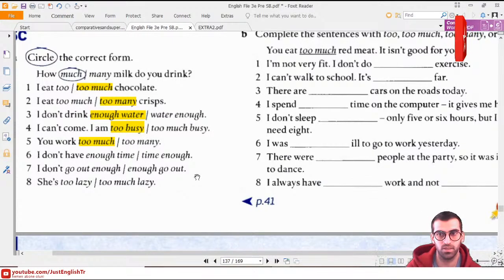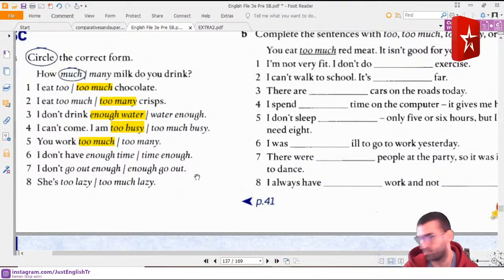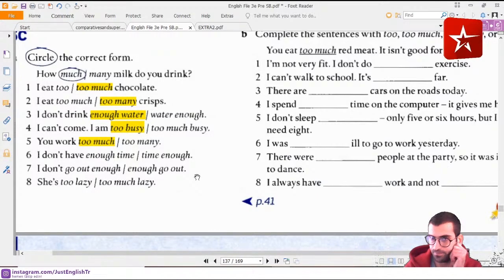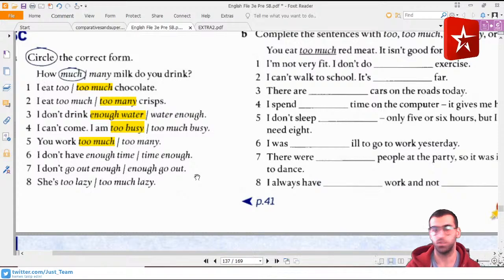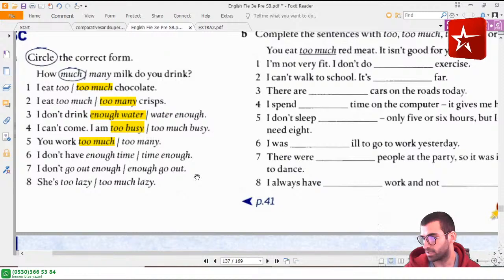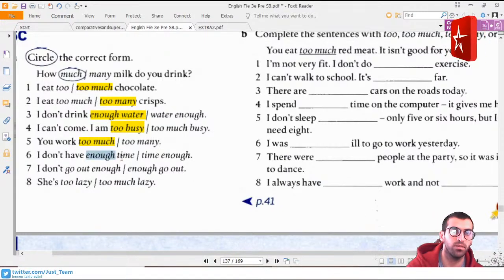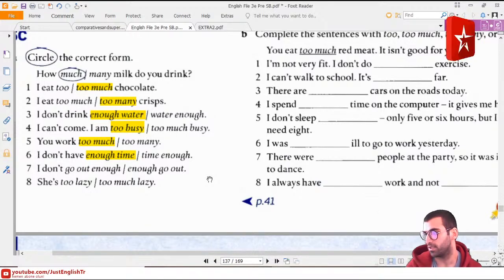And number 6, I don't have enough time or time enough. Number 6, I don't have time enough or enough time. Which one is correct? Yes, enough time. Enough time is a correct answer. I don't have enough time. Yes, thank you, guys. Sıla, your answer is correct. Halil, Soydan, Minel. Yes, one by one I'm telling you.